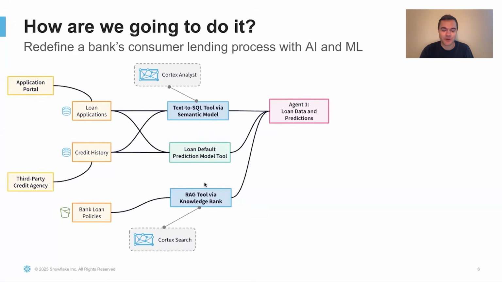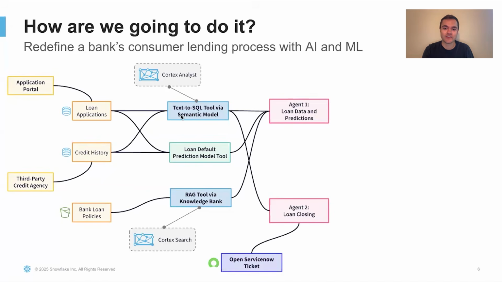And all of these components we're going to add as tools to our first agent, which is going to be a loan data and prediction agent. So it's going to be able to find out some information about our past loans and loan policies and make predictions for future applicants. Then I want to create a second agent to close loans. And I want to also connect this agent to our data lookup tool. And then I want to give this agent the ability to open ServiceNow tickets and also send personalized loan offer emails, so like interacting with these other business systems.